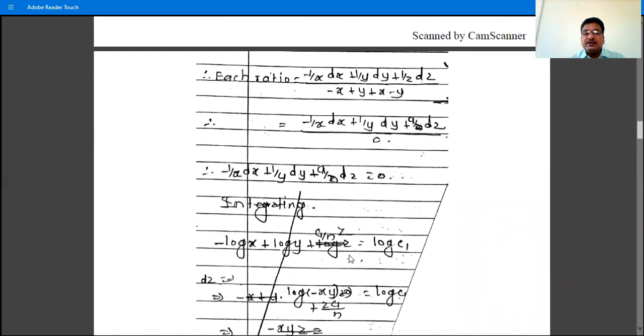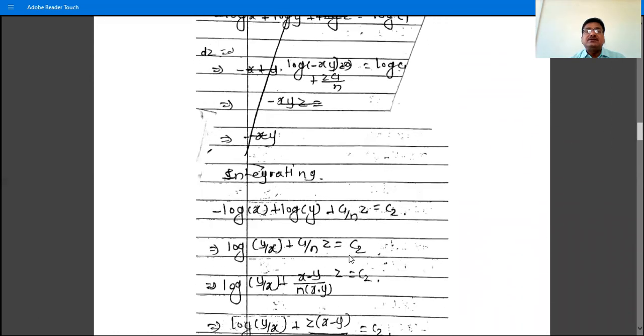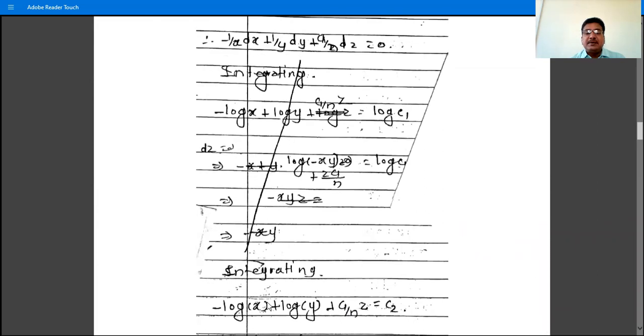And after integration, we have minus log x, since the integration of minus 1 by x is minus log x, plus log y from the integration of 1 by y, plus c1 by n times the integration of dz, which is z, is equal to c2.